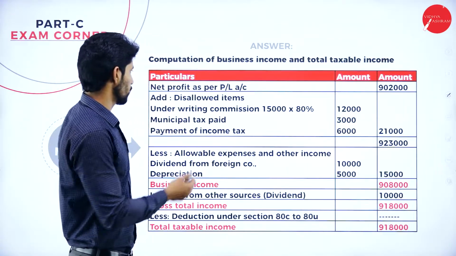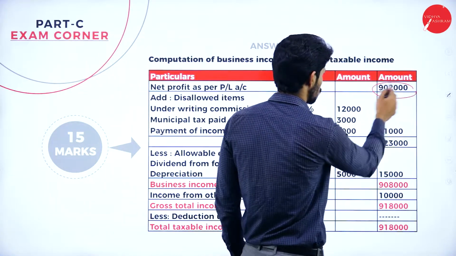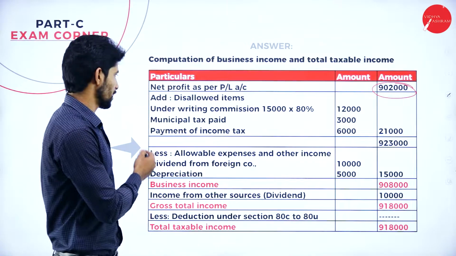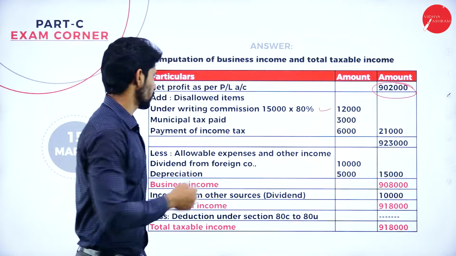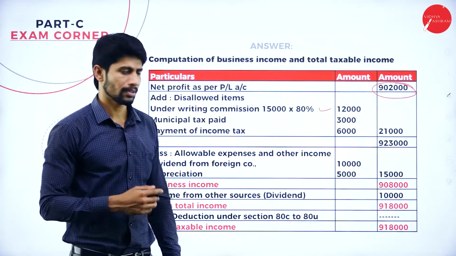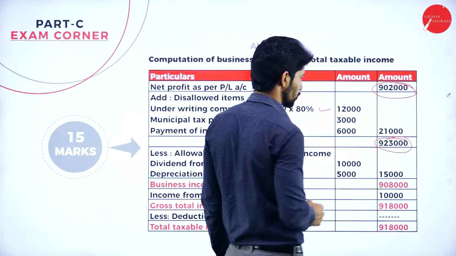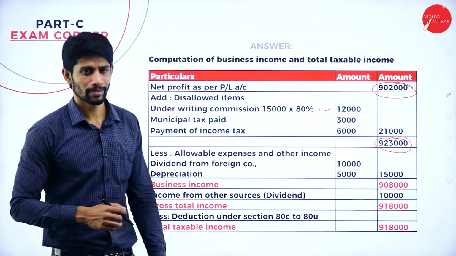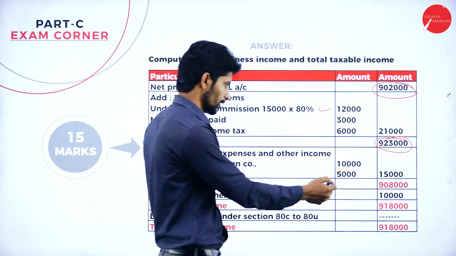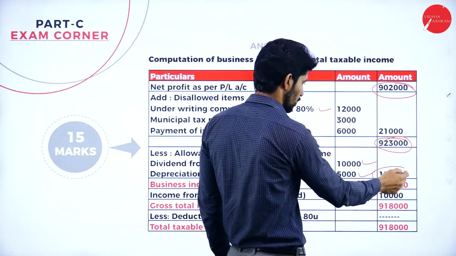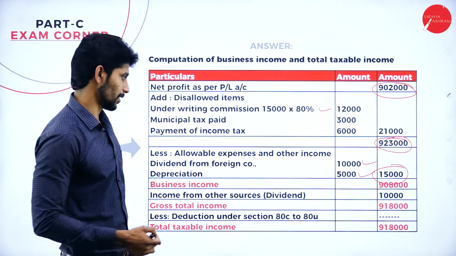So moving on to solve the problem. Net profit as per P&L account, what is the value? Rupees 9,02,000. Add some items, that is underwriting commission, 80% of underwriting commission, you will get 12,000, and municipal tax paid 3,000, payment of income tax 6,000, totally 21,000. Add 21,000, you will get 9,23,000. So from that, less allowable expenses and other incomes. In that, dividend from foreign company 10,000 and depreciation 5,000, totally 15,000. So you will get the balance of 9,08,000.